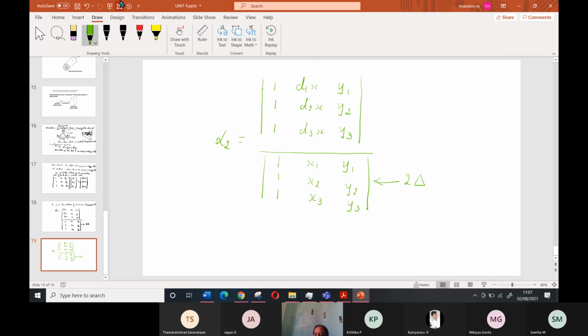Can you write for alpha 3? You have to replace this term with d1x, d2x and d3x. Write it down, the value of alpha 3.